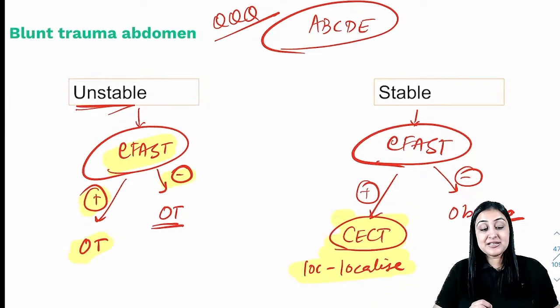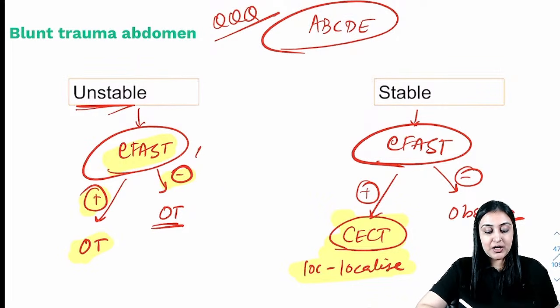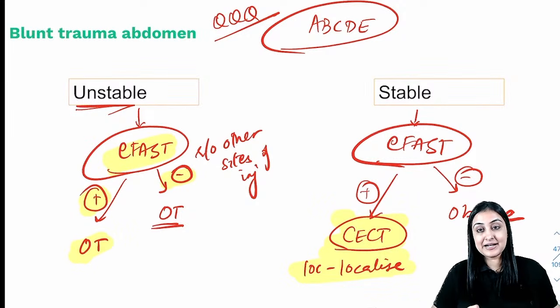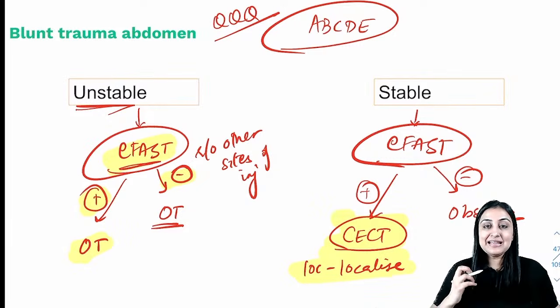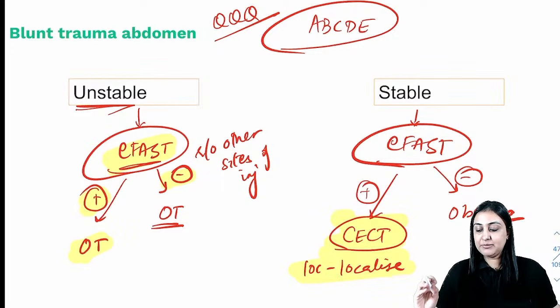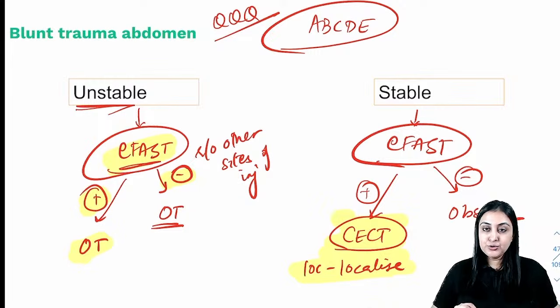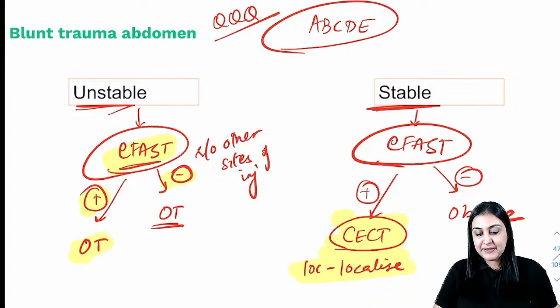Yes, but if E-FAST is negative, now I have to rule out other sites of injury first, like maybe the retroperitoneum that he's bleeding into, isn't it? E-FAST hardly takes a minute or two, and we get to know where the injury is, right? That is why E-FAST is always done. So remember this: initial investigation, always E-FAST. But if E-FAST is positive, we do CECT in a stable patient; otherwise, if unstable, we will only do OT.